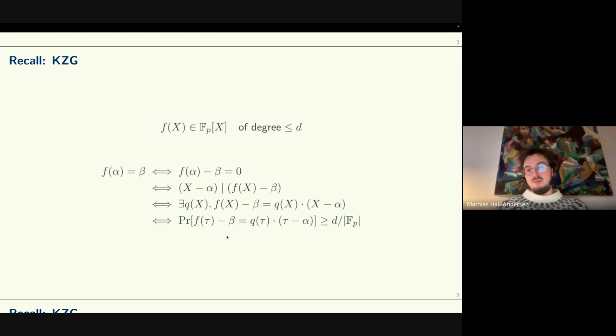of x minus beta. By the way, if at any point you have any questions, just feel free to stop me. I would prefer to do this in a slightly interactive way. By the Schwartz-Zippel lemma, if I check this relation over a random tau and it holds with probability greater than d over the field size, then it means that such a q exists.